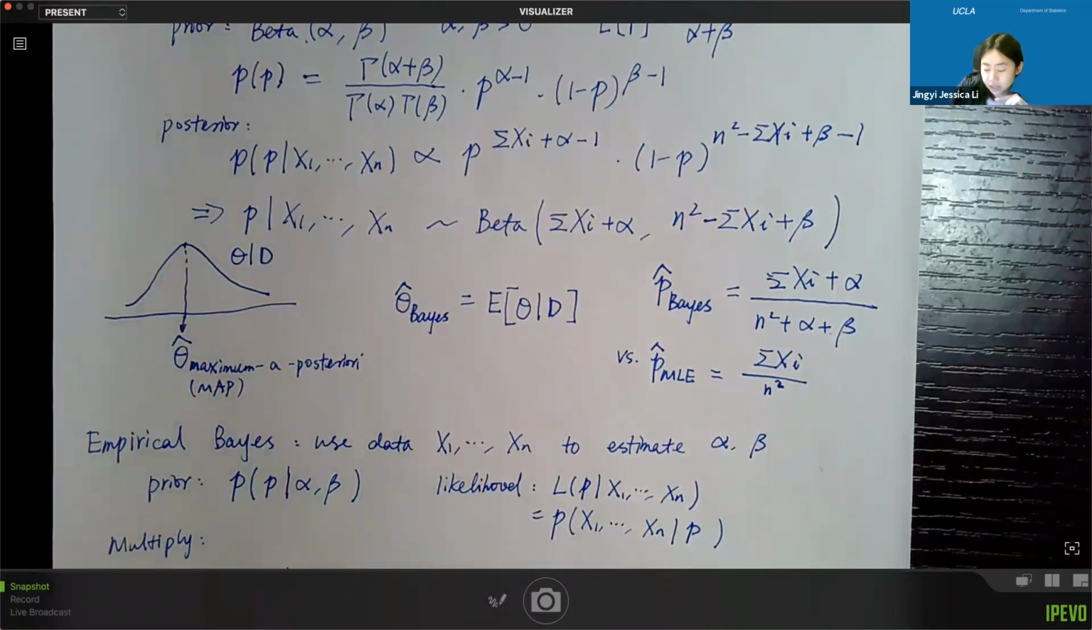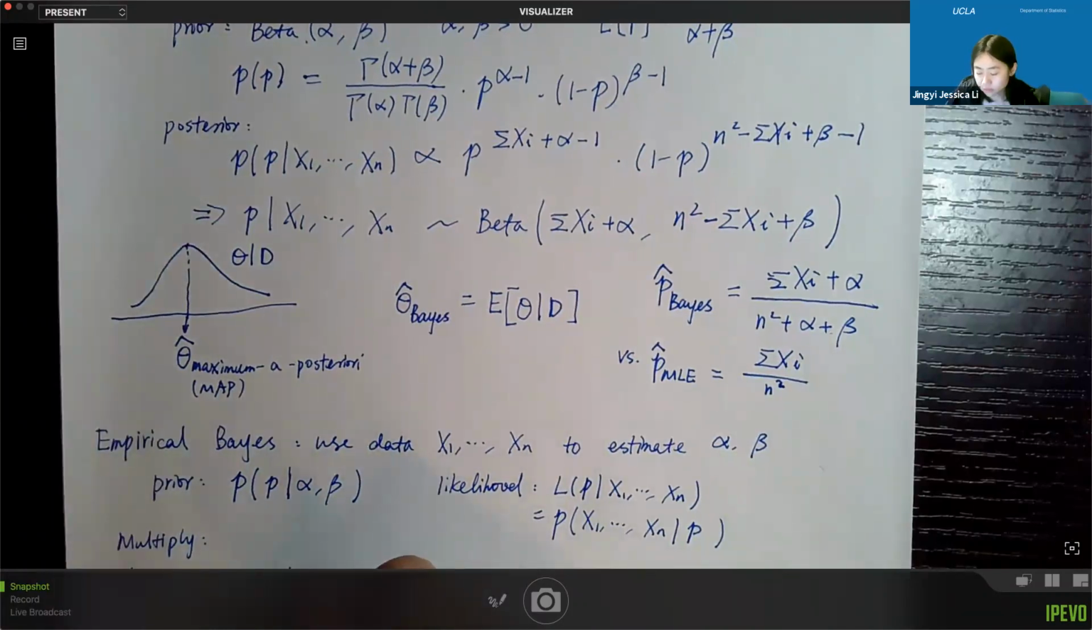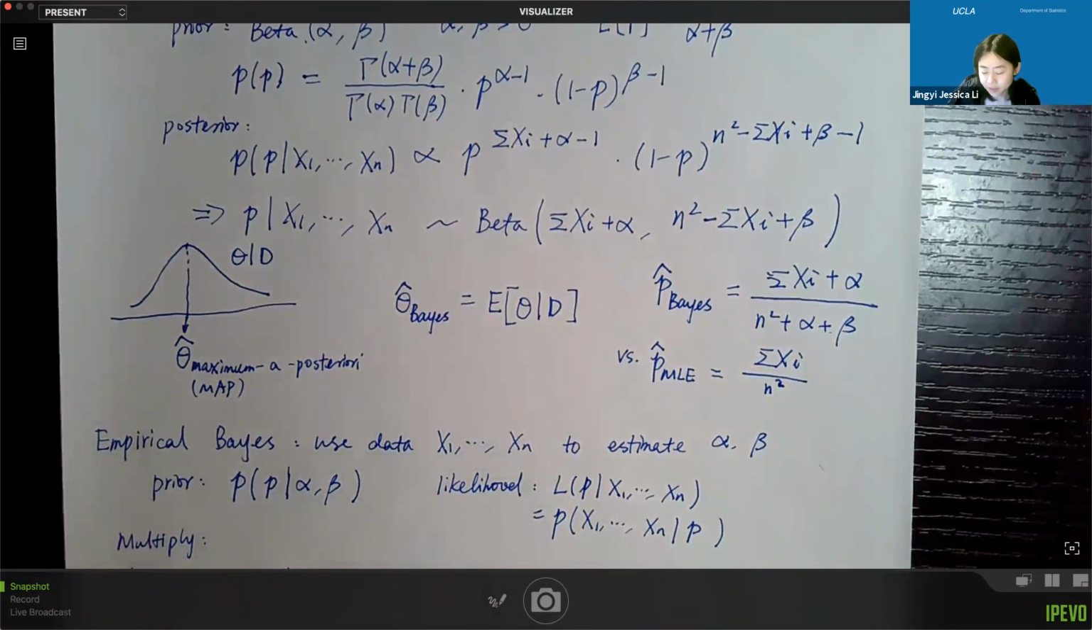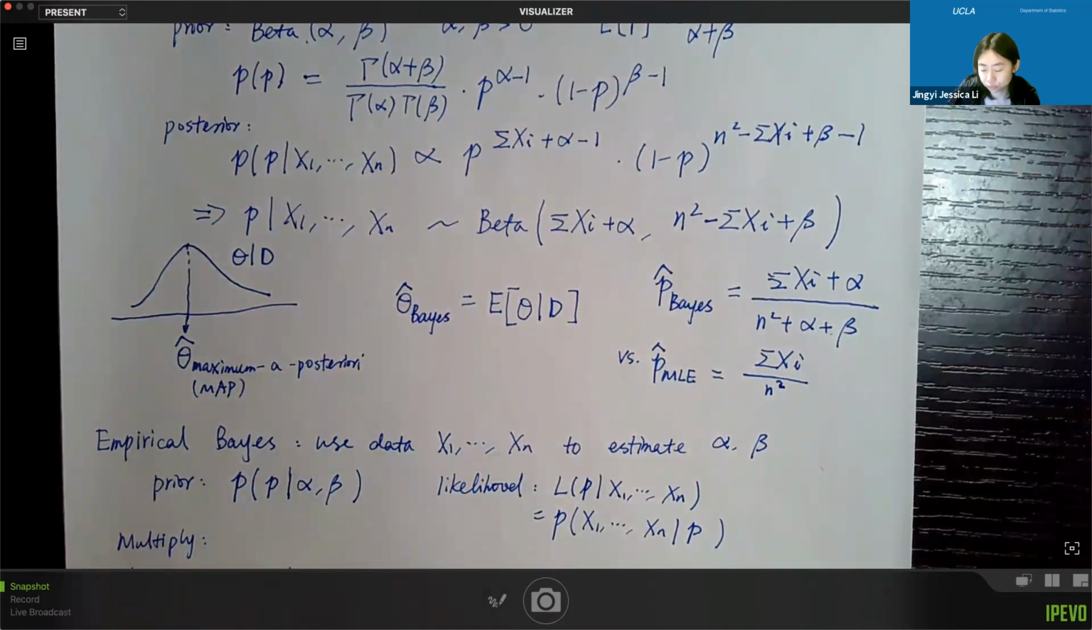And what can I do to get rid of the P so that I'm only left with my data and the parameters, the prior parameters I want to estimate? This is the empirical Bayes. So the goal is that you want to remove P because the P can take any value here. It could take any value between 0 and 1 for the special case, right? And it will not help us estimate alpha and beta.